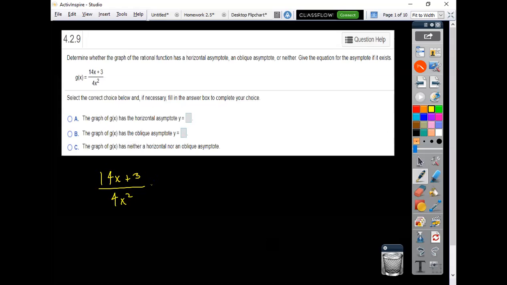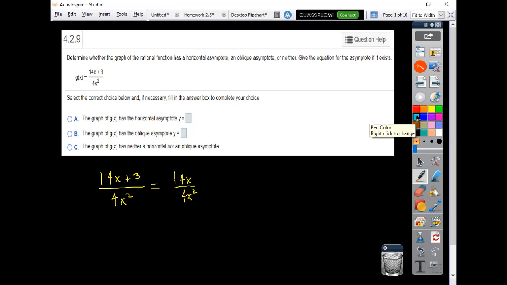So if you think about this, a horizontal asymptote is when you go out to infinity, either on the left side or the right side, again, horizontal. If you take a look at these two terms, because those largest degree terms are what's going to determine that, you could simplify this, and it would be like 14 over 4x.